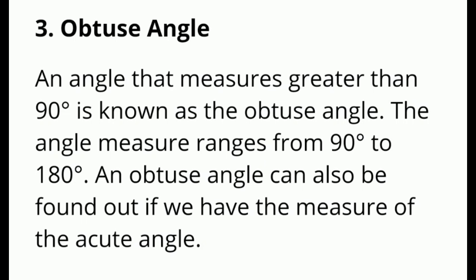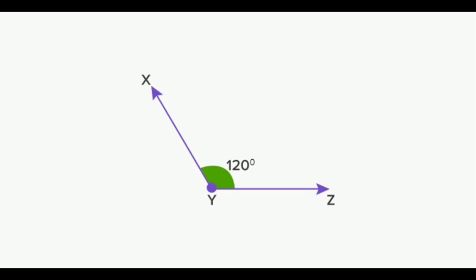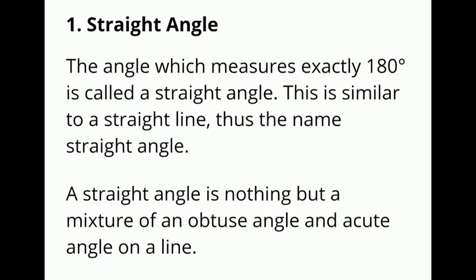Obtuse angle. An angle that measures greater than 90 degrees is known as an obtuse angle. The angle measure ranges from 90 degrees to 180 degrees. An obtuse angle can also be found if we have the measure of the acute angle. Straight angle. The angle which measures exactly 180 degrees is called a straight angle. This is similar to a straight line, thus the name straight angle. A straight angle is nothing but a combination of an obtuse angle and acute angle on a line.